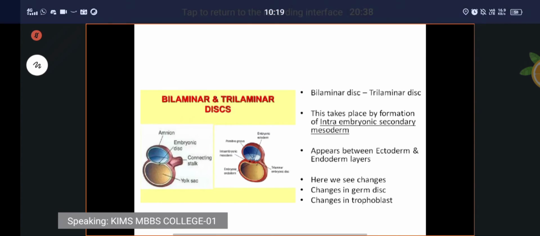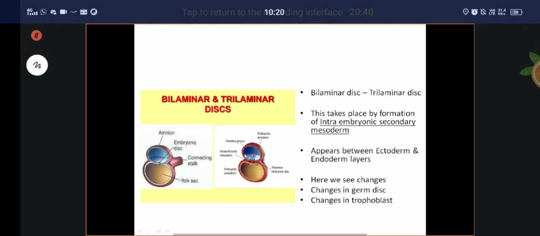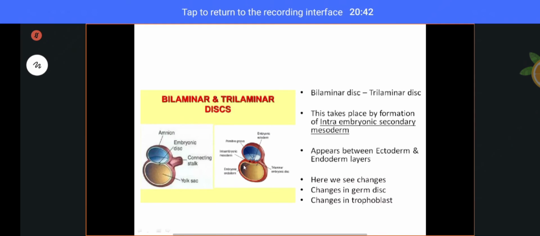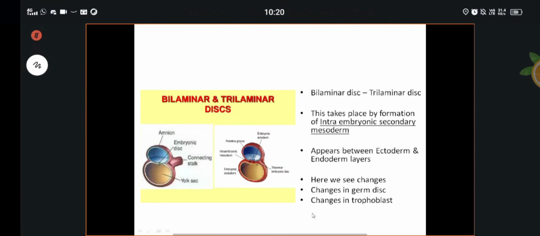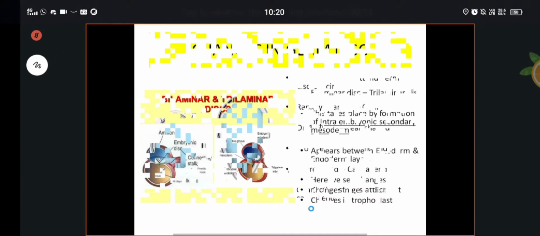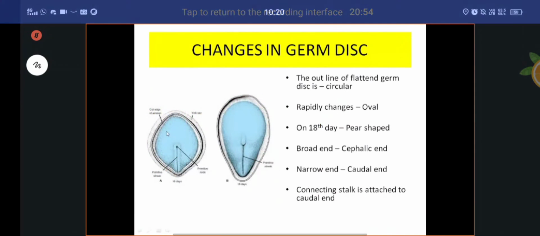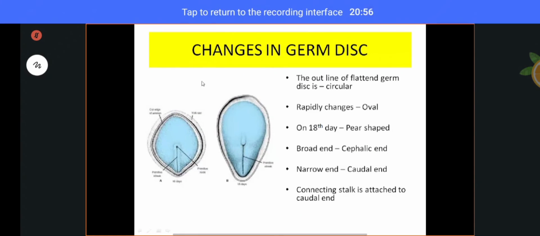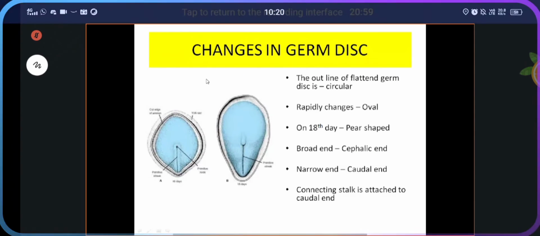The trilaminar germ disc will be formed like this. It takes place by formation of intraembryonic secondary mesoderm, which appears between the ectoderm and endoderm. Here we see changes in the germ disc, whereas changes in the trophoblast also. We'll see first the changes in the germ disc.